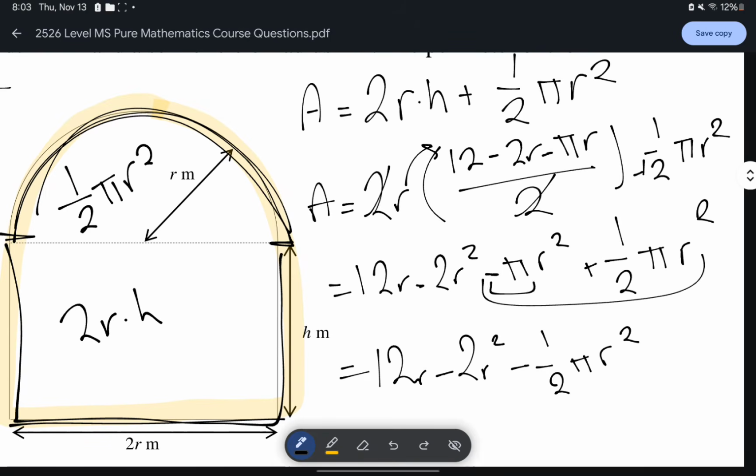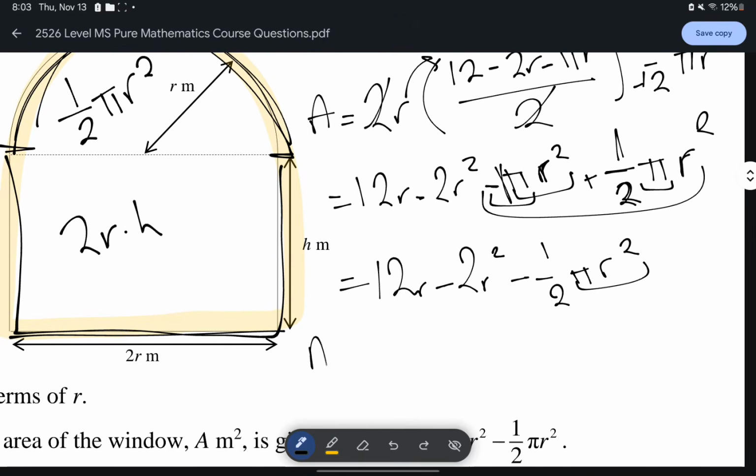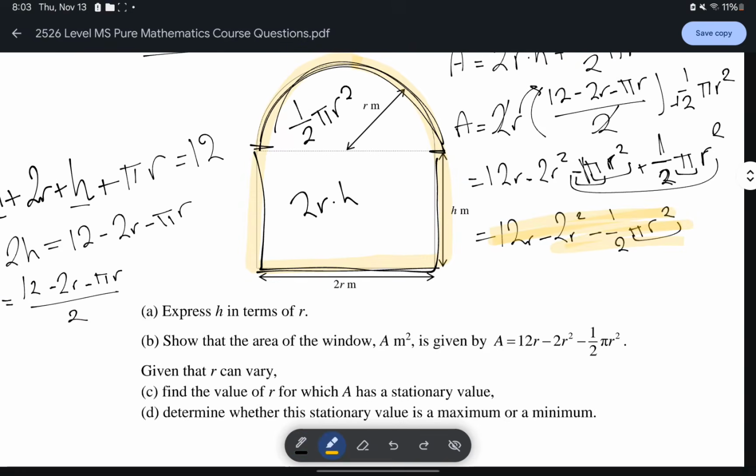Okay, these pi's don't cancel because they count as a part of the r. So you don't change anything of the pi's, you just take the coefficients, so minus 1 plus 1 over 2, so you get minus 1 over 2. The pi's stay as a part of the r. I'm just explaining the simplification of this part. So this is our final area, 12r minus 2r squared minus 1 over 2 pi r squared. I'm not going to write it again. Is that the same thing they had here? Yes, it's the same, so that means we proved it.